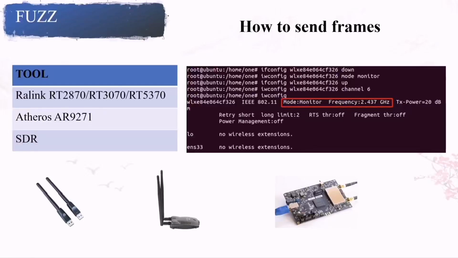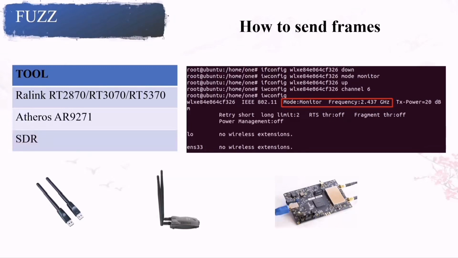After the frame mutation, we need to send them to the target. The 802.11 protocol is at the data link layer. We can use the monitor mode of the wireless network adapter to send the communication packets at the data link layer. The command on the right graph is to set the network card to monitor mode and set the channel. We have tried these three schemes to send frames, each with its own advantages and disadvantages.